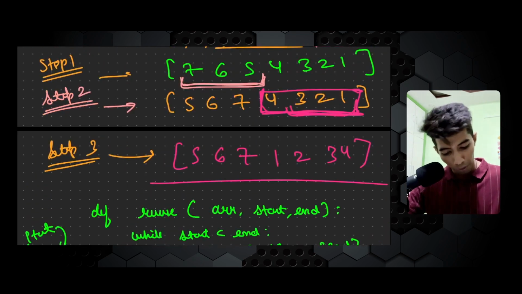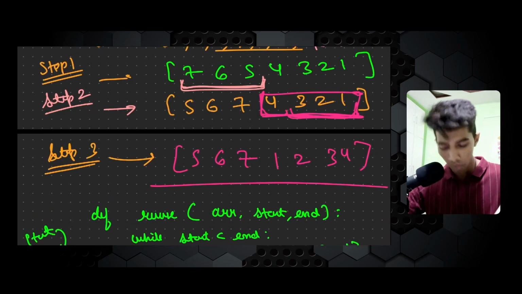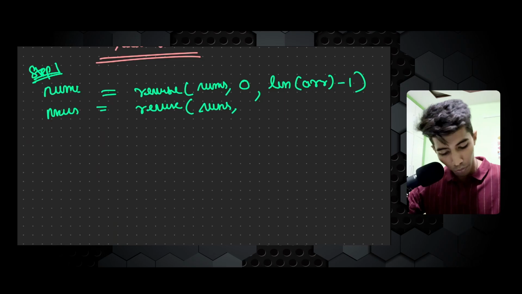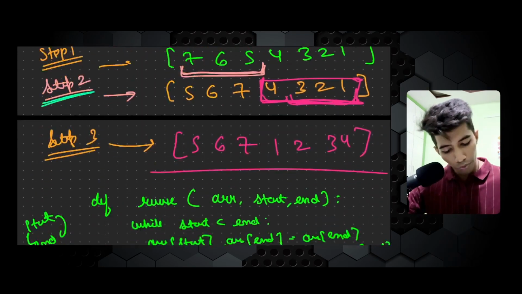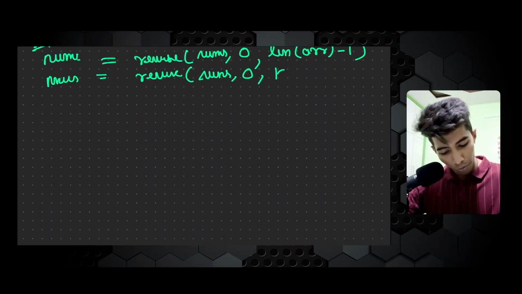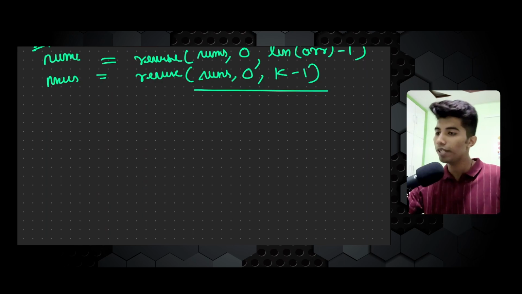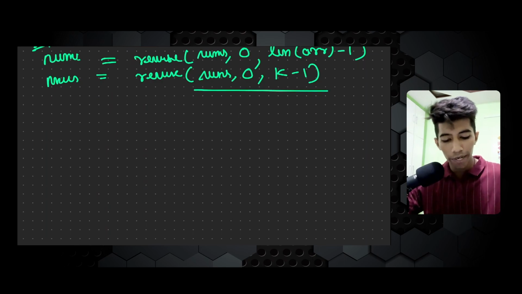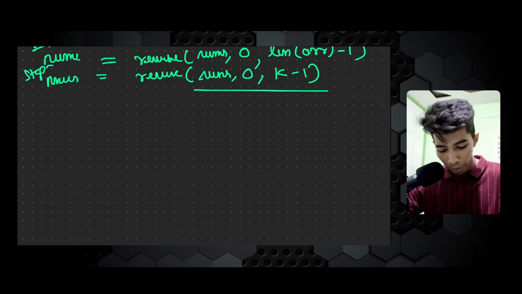Now I have to perform the second step. How will I be performing the second step? The condition is from 0 to k minus 1. This will be the index, right? So from 0 to k minus 1 will be swapping. This will contribute to step 2.